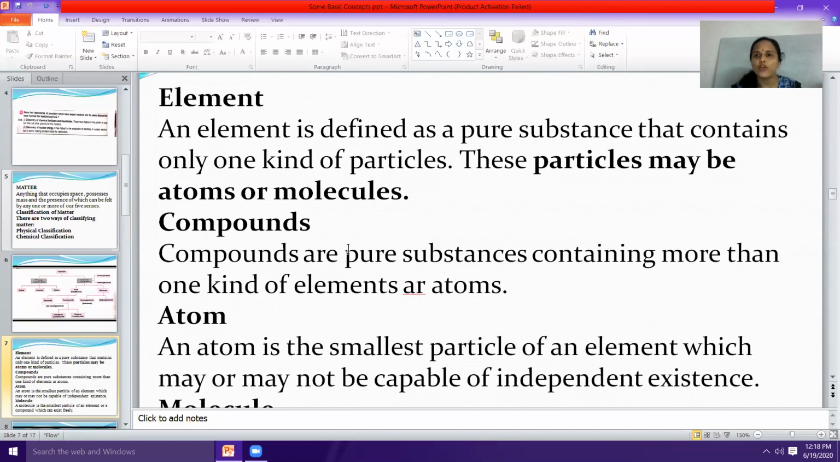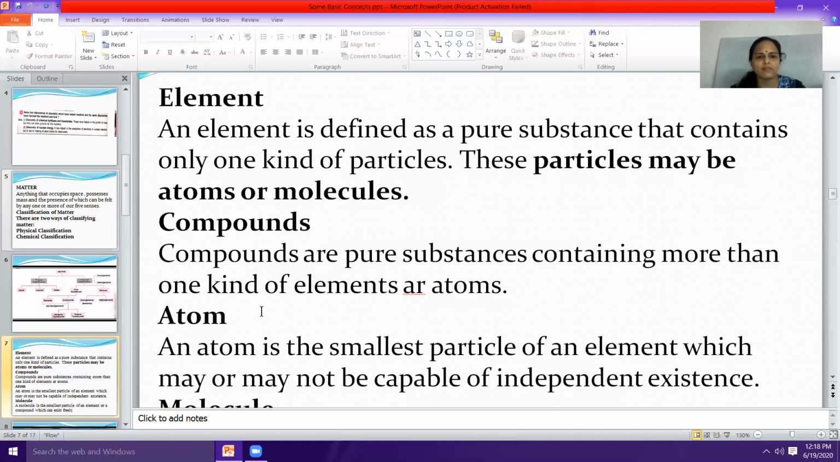Compounds are pure substances containing more than one kind of elements or atoms. So compounds are pure substances containing more than one kind of elements or atoms. Example, in compounds, you can take water, carbon dioxide, sulfur dioxide, etc. They all come under compounds.